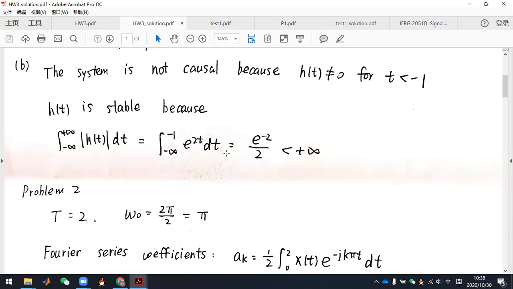And then we calculate the integral of the exponential signal. We can easily obtain that it is equal to e to the minus 2 over 2. It is a finite number, so it is smaller than plus infinity. So this system is stable. Oh, we should say the system is stable, not h of t is stable. Here it is not correct.